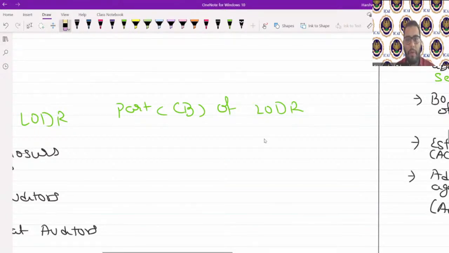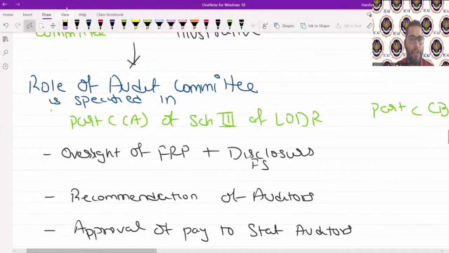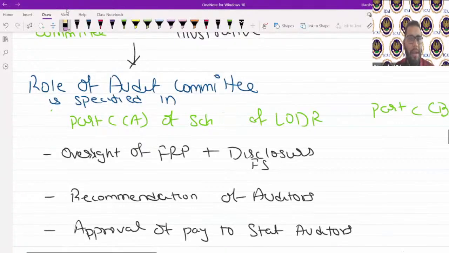I'll just write it here. Earlier, guys, I mentioned Schedule 3 over here by mistake. It is Schedule 2. Apologies for that. It is Schedule 2 of LODR.